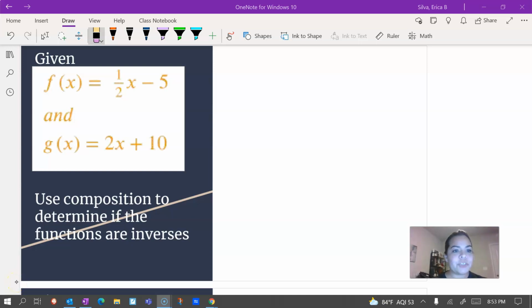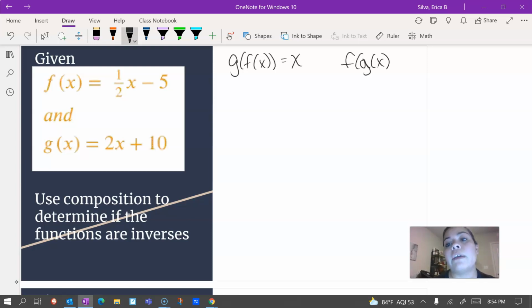Hey guys, this is part 2 of lesson 1.10. So we're going to be doing the same thing, which is composition, but now we're going to determine if the functions are inverses. In order for us to know that the functions are inverses, g of f of x needs to simplify to x, and f of g of x also has to simplify to x. So we're going to do both.